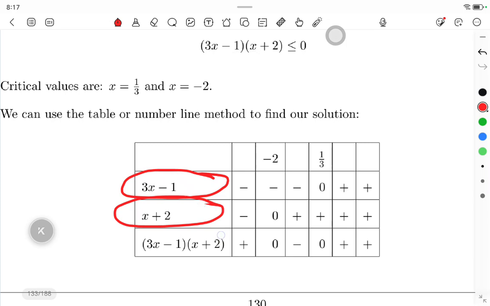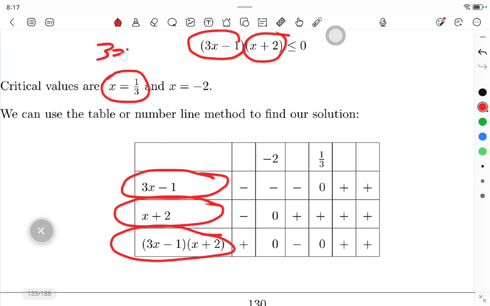So remember I said that these ones are going to be divided into two. Each critical value has its own equation. For this one, the equation is 3x minus 1 equals 0. So I need this equation of 3x minus 1 here. And then the second one is x plus 2. I need the equation of x plus 2. Then I combine them.